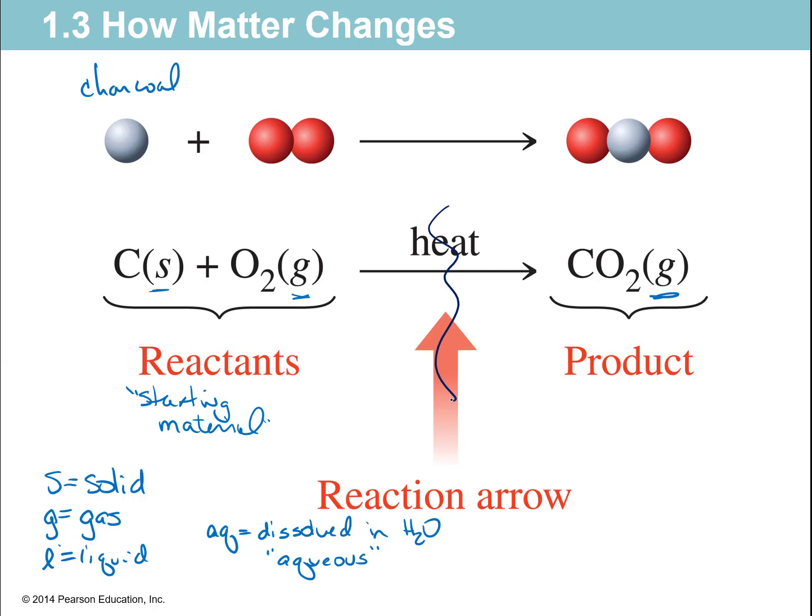So the big thing is that the number of atoms of each element type on both sides has to be the same. This is what they call the law of conservation of matter. So in this one, when charcoal combines with oxygen, it forms carbon dioxide. Do you see that if you look at the little balls at the top, 1 gray ball on either side, 2 red balls on either side?